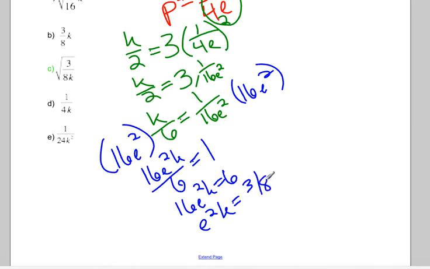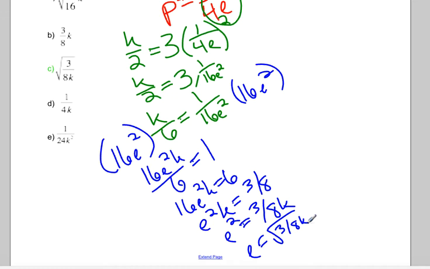Now, again, I'm pretty close to getting e by itself, but what I need to do first is divide by k. So then I'm going to get e squared is equal to 3/8 divided by k, which is the same thing as 3 over 8k. Right? Think of it in terms of multiplying by 1 over k if you want. And then take the square root. So you're going to get e is equal to the square root of 3 over 8k.